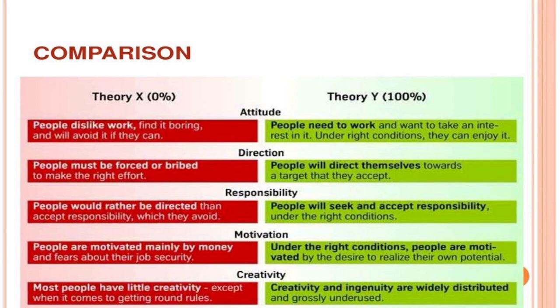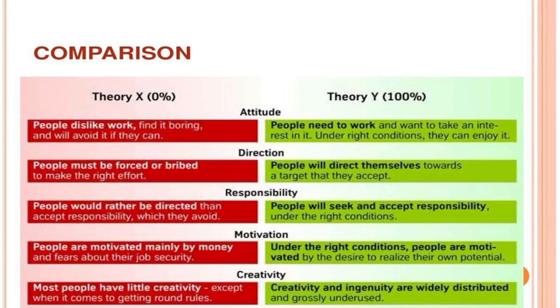Responsibility. People would rather be directed than accept responsibility, and they avoid it. Okay? If they are given responsibility, they don't feel responsible. They don't accept responsibility either. But coming to theory Y, people will seek and accept responsibility under the right conditions. They feel that it is their organization. In theory X, they were paid, so they have to work.